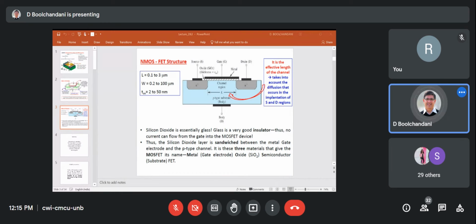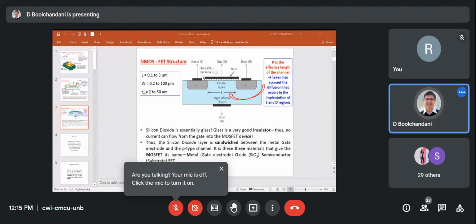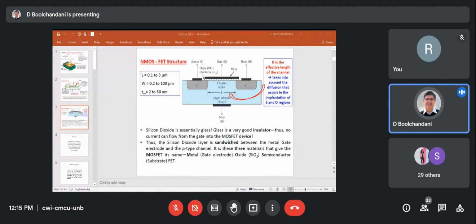NMOS FET, if you had a length varying from 1.1 to 3 micron, width varies from 0.2 to 100 micron. Now the device dimensions have come down. You have a channel length varying from, say, 5 nanometer itself. Smallest channel length is 5 nanometer, 7 nanometer. So previously you used to have 0.1 to 3 micron, but because of the scaling, this channel length has gone down. And your gate oxide thickness also previously, which was from 2 to 50 nanometer, has gone down to the range of 1 nanometer.